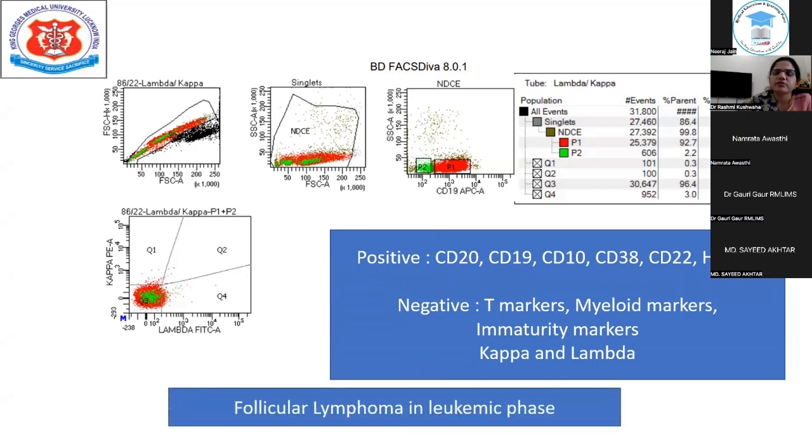So here we are looking at the cytomorphology, also looking at the deeply cleaved nucleus. We are dealing with follicular lymphoma in leukemic phase.